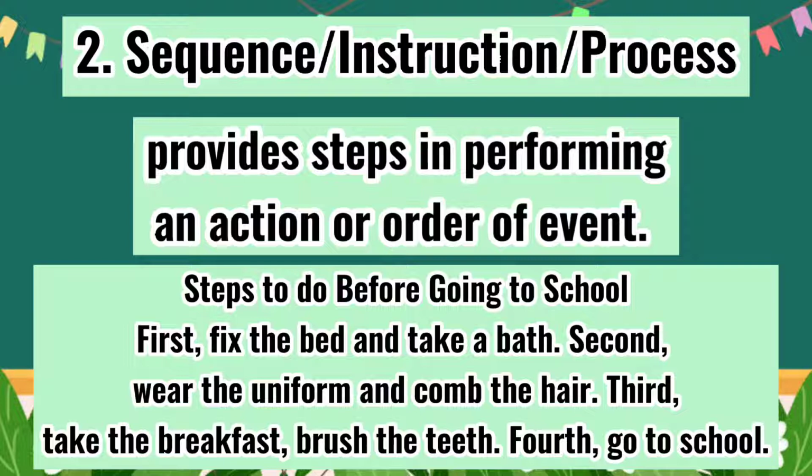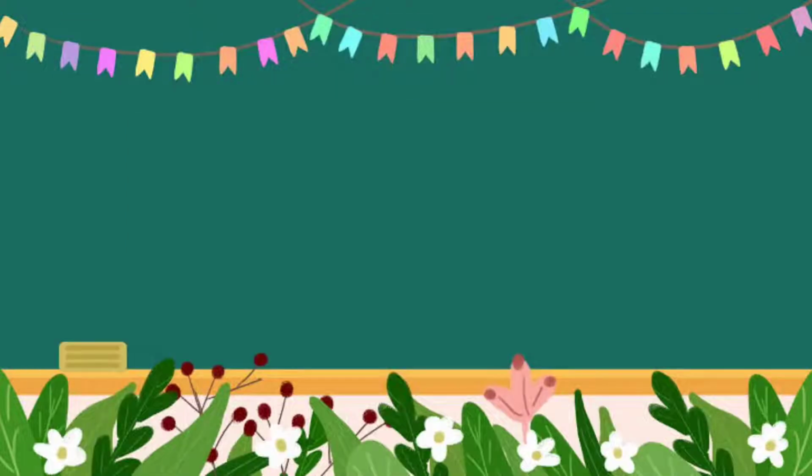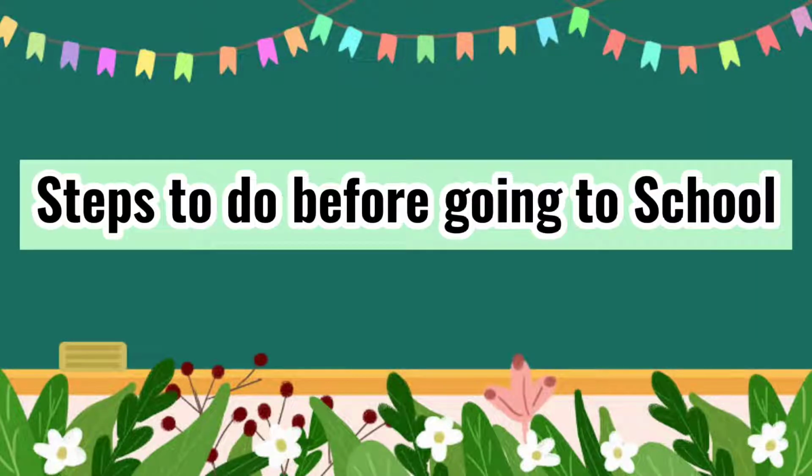First, fix the bed and take a bath. Second, wear the uniform and comb the hair. Third, take the breakfast, brush the teeth. And fourth, go to school. What is the text about? Correct. It is all about the steps or the things to do before going to school.